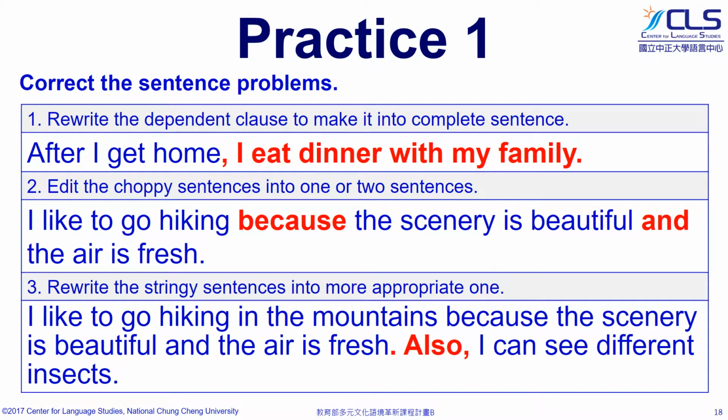Here are the answers. First, for the dependent clause, "after I get home," we add a comma and the main clause, "I eat dinner with my family," to make the meaning clear. Second, we use the subordinator because and the coordinator and to introduce the two reasons. Thirdly, we use a comma to end the first sentence, and we use the adverb also and a comma to introduce another main clause, or sentence, "I can see different insects."